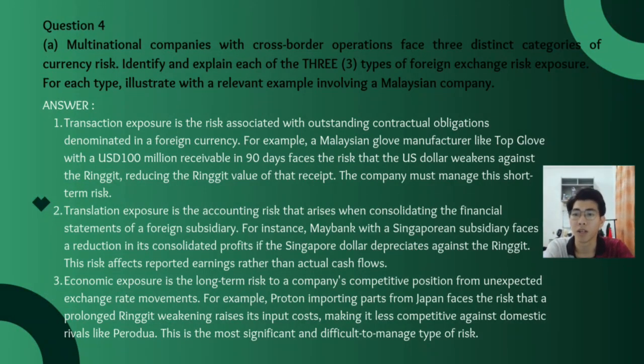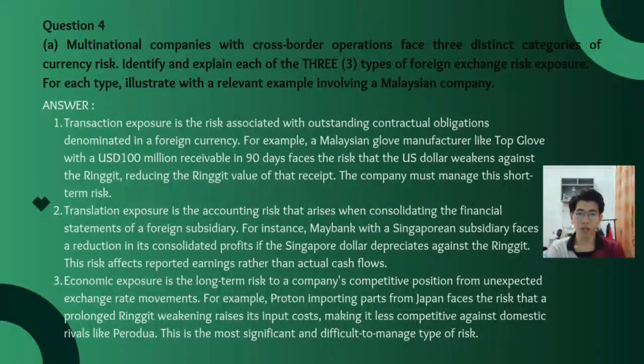Question 4. A. Multinational companies with cross-border operations face 3 distinct categories of currency risk. Identify and explain each of the 3 types of foreign exchange risk explored. For each type, illustrate with a relevant example involving a Malaysian company.